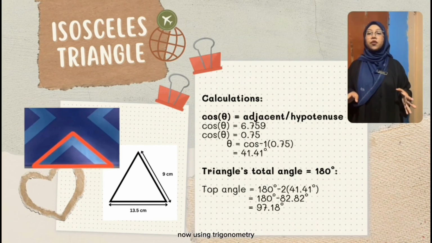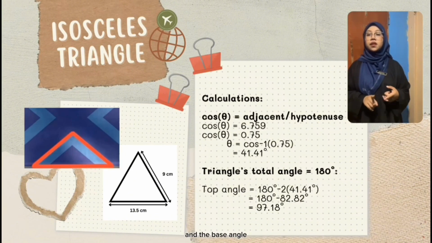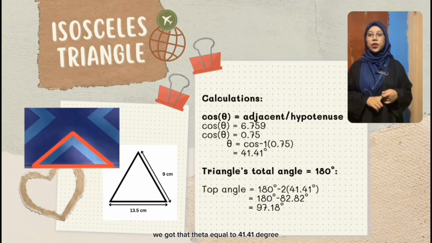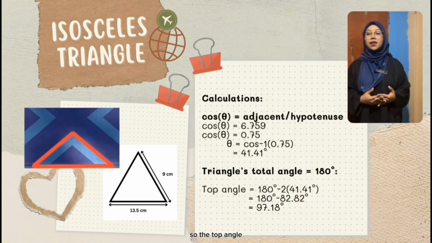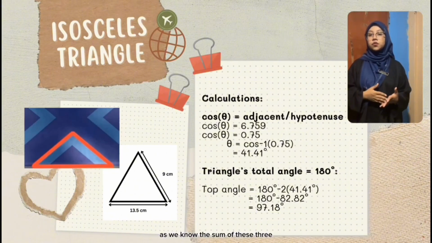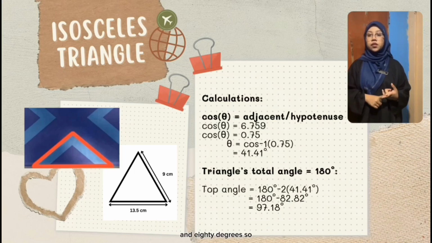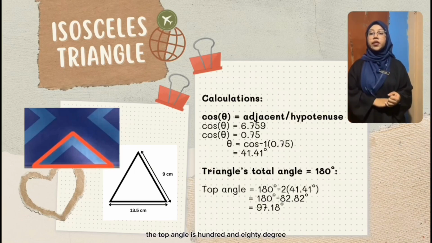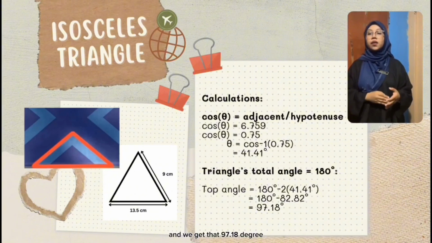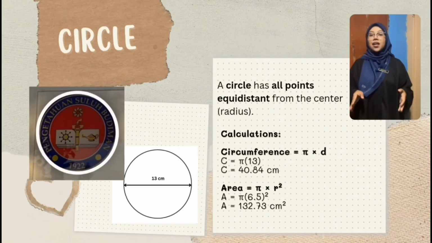Now, using trigonometry, we find the base angles. Cos theta equals 6.75 over 9, and for the base angle, we got that theta equals 41.41 degrees. As we know, the sum of these 3 angles is 180 degrees. So the top angle is 180 degrees minus these 2 base angles, and we got 97.18 degrees as the top angle.